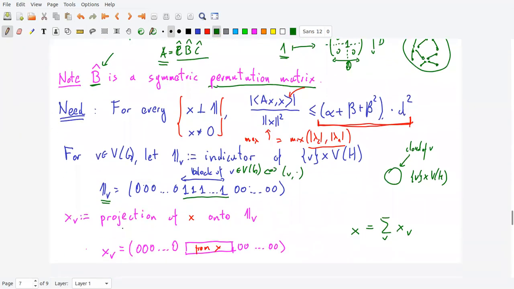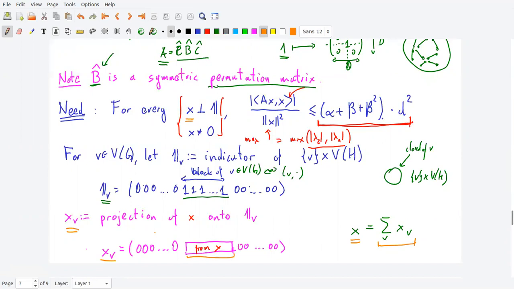And then for my favorite vector x that I'm working with, I can look at its projection onto the vector 1 on v, which is essentially zeroing all the other coordinates. So x_v is a vector where I take x and I retain only the block corresponding to the cloud of v. All the other coordinates are being zeroed. Then, in order to get x again, I can just sum up all these vertices like that, because then all the blocks are being filled with appropriate values.